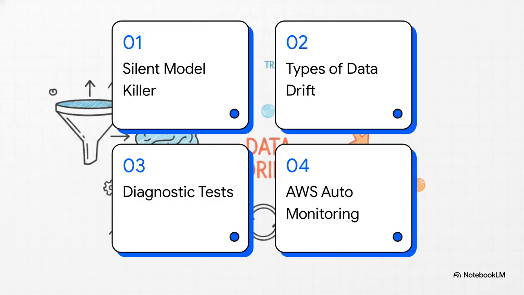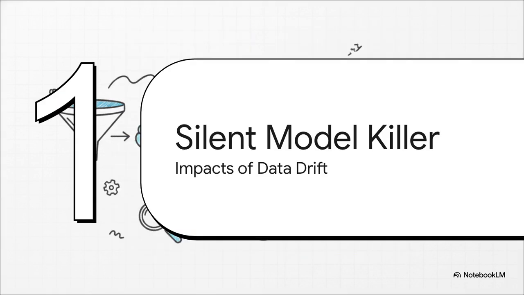All right, here's our game plan for today. We're going to look at the silent model killer, break down the 4 specific types of data drift, explore some diagnostic tests and tools, and then wrap up by building an automated monitoring system using AWS. Part 1. The silent model killer. Make no mistake, ignoring the impacts of data drift isn't just some theoretical academic issue. It is a direct, immediate threat to your revenue, your system accuracy, and most importantly, your users' trust.